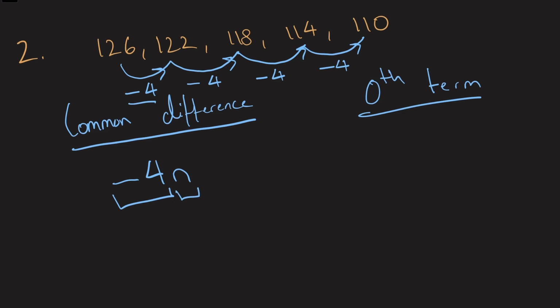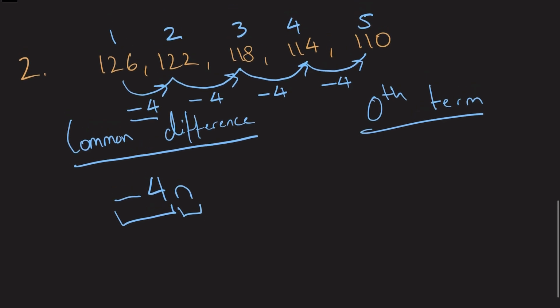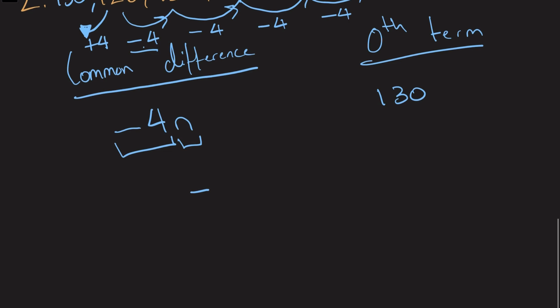So now to work out the zeroth term, we know it's the first term in the sequence, second, third, and so on, like that. So to work out the zeroth term, I have to go backwards. So if going forwards was minus 4, to go backwards I have to plus 4, which gets me 130. That means the final answer has to equal minus 4n plus 130.